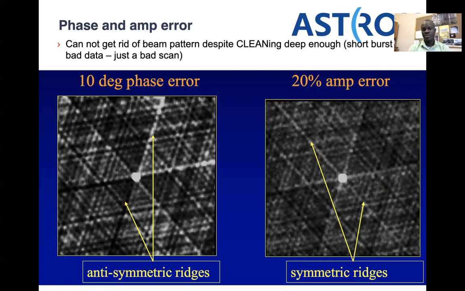No matter how deep you clean, you will still have problems or effect of the beam pattern. But most times the errors you see here, like the amplitude errors, you can always get rid of if you improve your amplitude calibration. And that can be done through self-cal as well. You will see that later on.